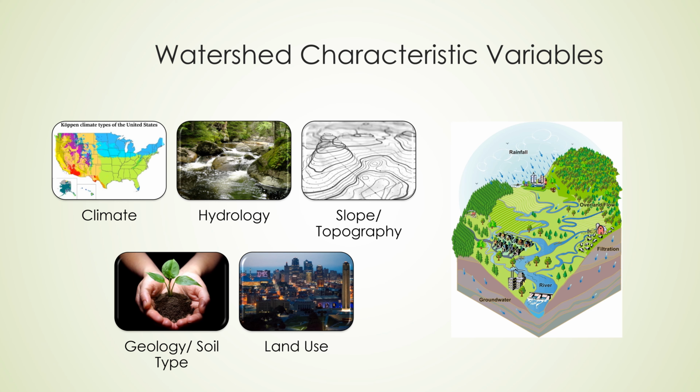Hydrology is the precipitation type, timing, and variability. This greatly influences stream flow and sediment transport. It also affects how land is sculpted and changed. The third characteristic is slope and topography. The slope provides the kinetic energy for water to erode and move sediments in the watershed.